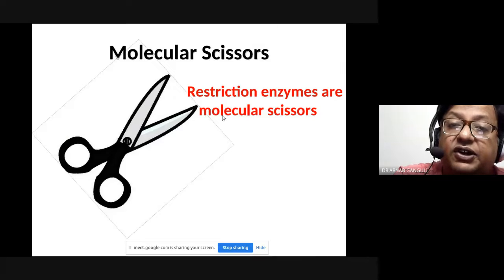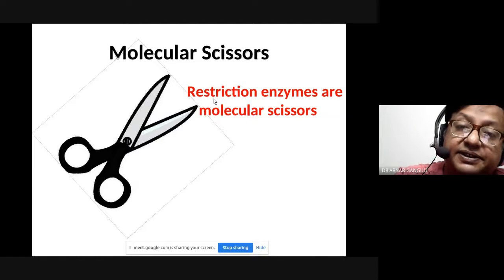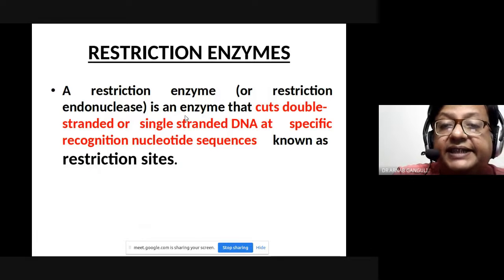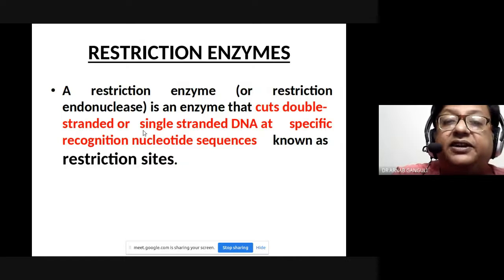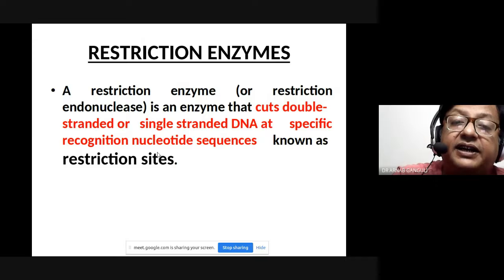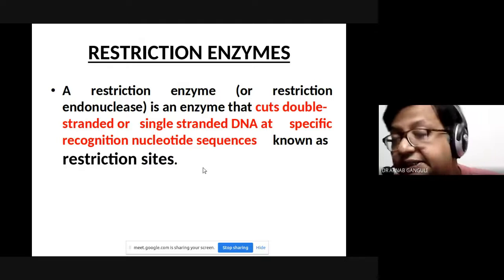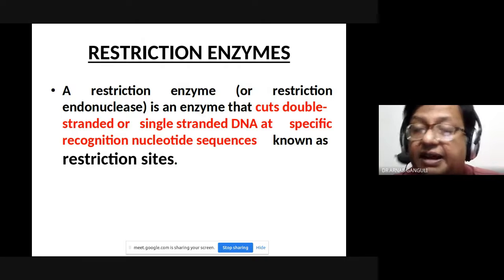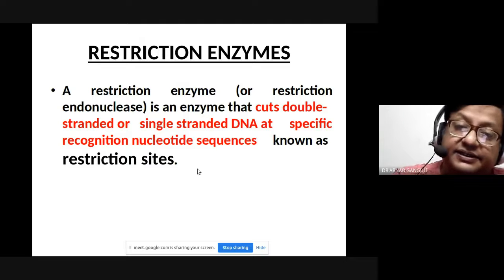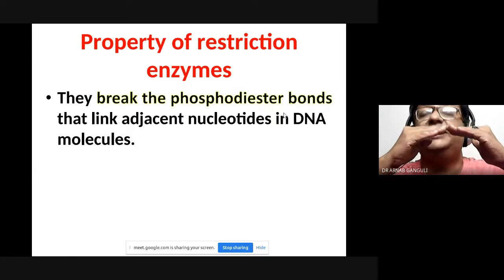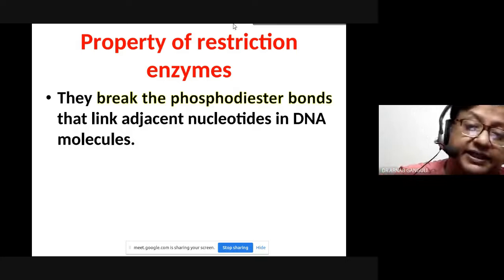Then you have the molecular scissors, or the restriction enzymes. A restriction enzyme is an enzyme that cuts double-stranded or single-stranded DNA at specific nucleotide sequences known as restriction sites. So E. coli, whenever it sees the sequence GAATTC in a double-stranded part, it will cut that region. A property of restriction enzymes is that they break the phosphodiester bonds that link adjacent nucleotides.